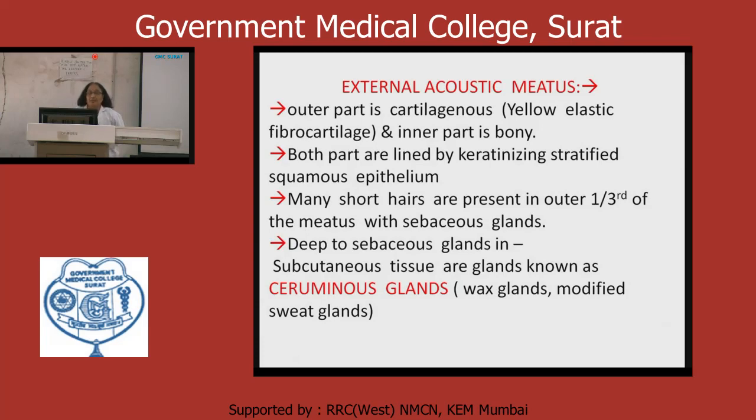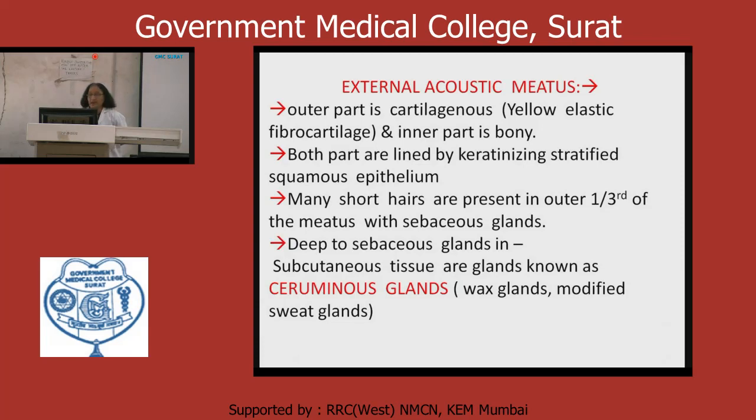The bony part is lined by again stratified squamous keratinized epithelium. Many short hairs are present in the outer one-third of the meatus with the sebaceous glands. Now, deep to the sebaceous glands in the subcutaneous tissues are the glands known as the ceruminous glands. These ceruminous glands are called the wax glands, which are modified sweat glands.